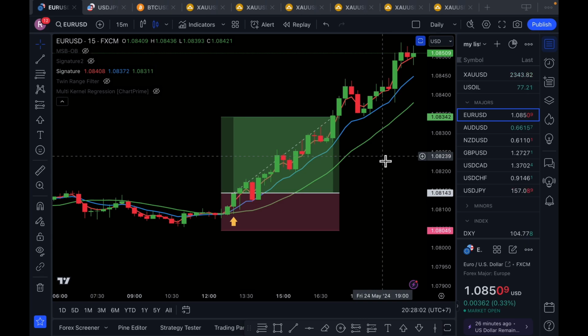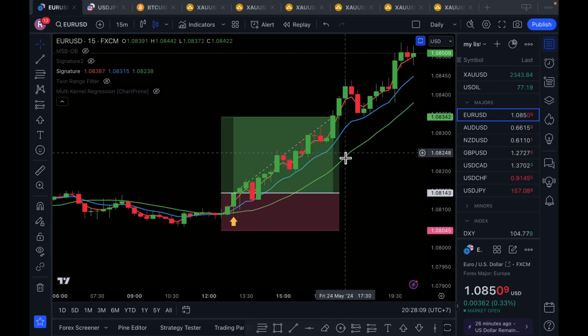Okay, so that's one method for how to place your stop loss, and you do the same with a short trade. Everything's just in the opposite direction.